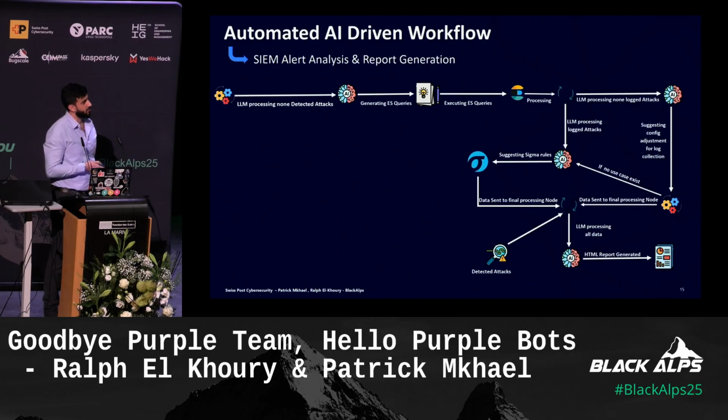And here there is always another possibility, that maybe you don't have a use case for this attack that got executed. So here the AI will also analyze the list of use cases that you have in your detection playbook or detection repo, and will suggest a use case in case it does not exist. So now the final processing node will have three types of data.